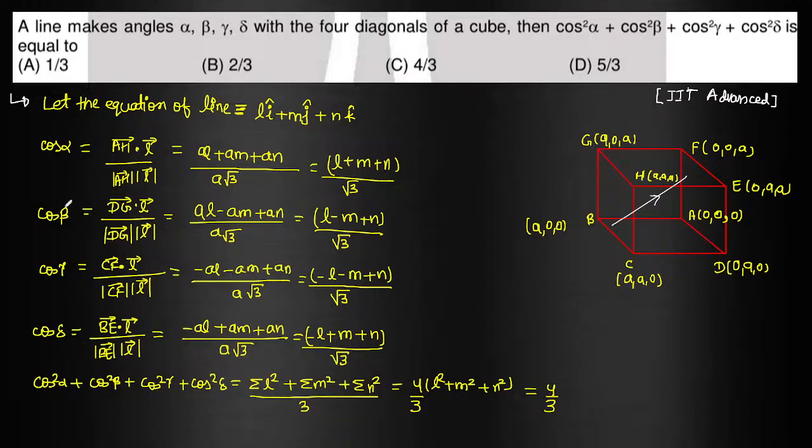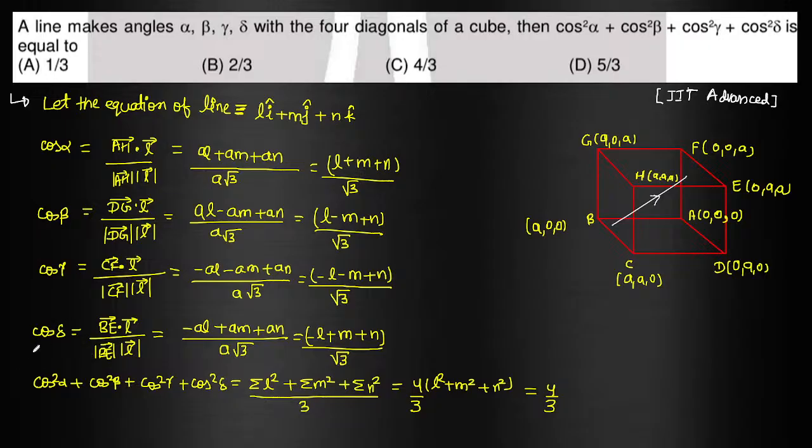Similarly, we are finding cos beta with one of the other diagonals, DZ. So it is a, minus a, so it is al minus am plus an upon a root 3. So we cancel a, we get (L minus m plus n) by root 3. Similarly, the CF vector is minus a, so minus a upon a root 3, so it is (minus L minus m plus n) by root 3.